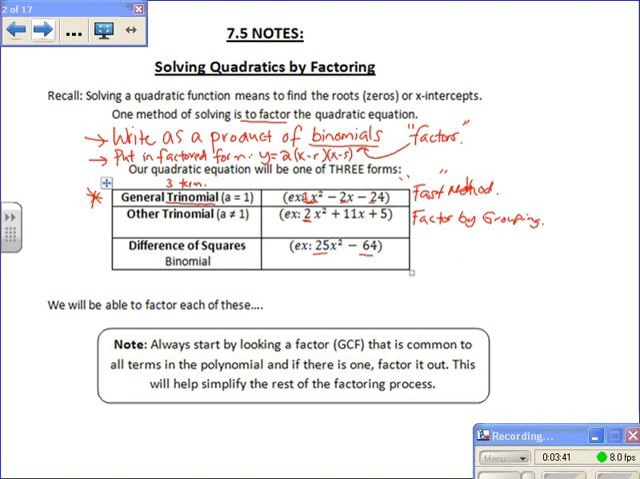This is a bit of a review because we have looked at the fast method already. When we see any type of quadratic equation, we should always start by looking for the GCF, or some factor that's common to all terms in the quadratic equation that we could factor out. If there is a GCF greater than 1, we're going to factor that out right away. This helps to simplify the rest of the factoring process. It just makes life a little bit easier for us. So let's go ahead and start.